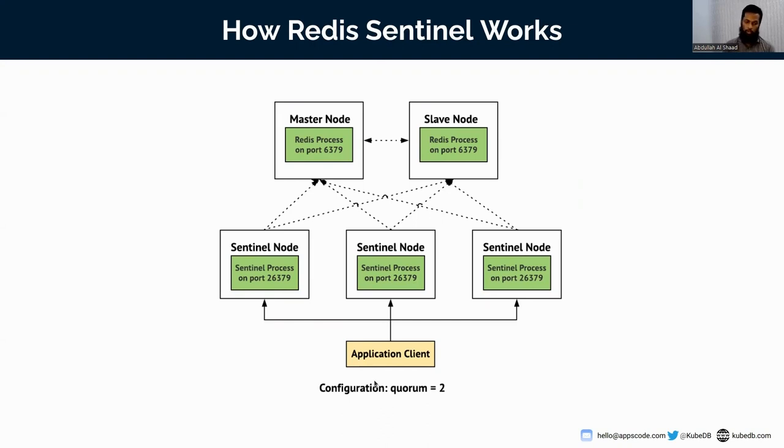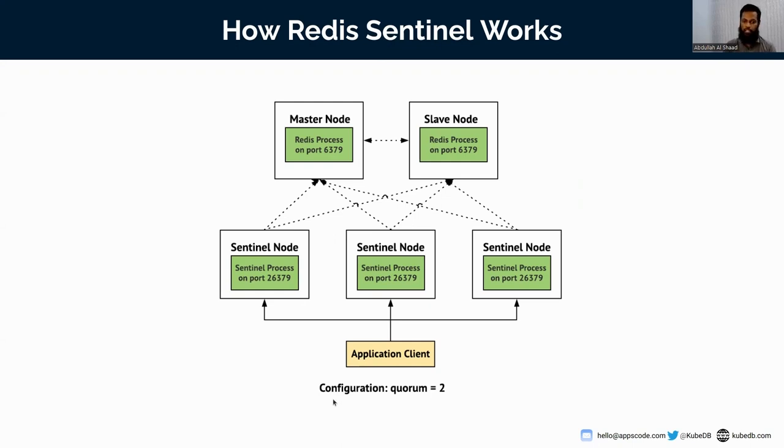The application client usually tries to connect with Sentinel to get the information about the cluster. Because when you do a write operation, you will do that in the master node, and when you do a read, you can do that in the master or a slave. So first the application client asks the Sentinel which node is the current master. Then after that, it forwards the request to the right place.